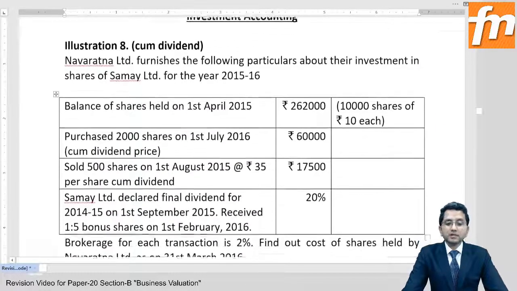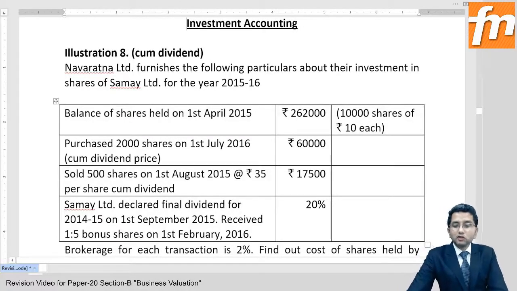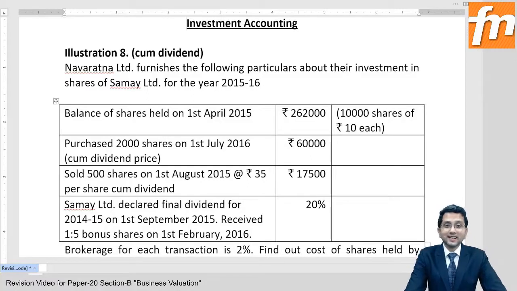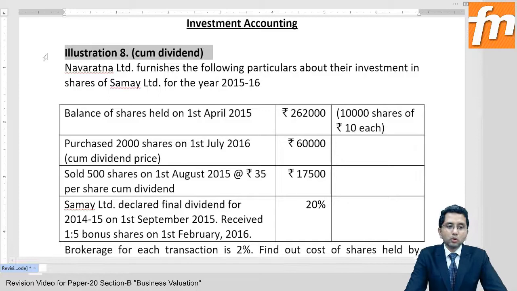This was valuation of inventory for the purpose of accounting. Now let's do valuation of investments again for the purpose of accounting. The speciality of this illustration is how to handle the cum dividend scenario. Do you know what is this cum dividend? This cum is the short form for cumulative. So when I say cum dividend, it means cumulative of dividend.